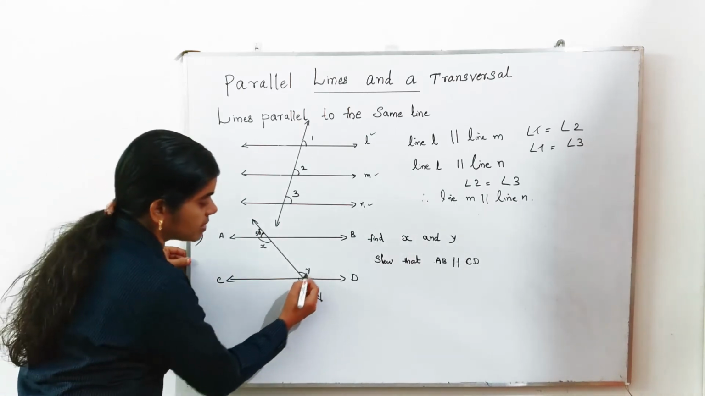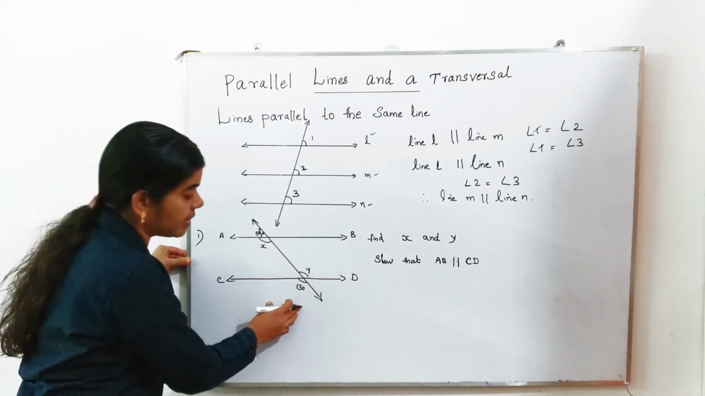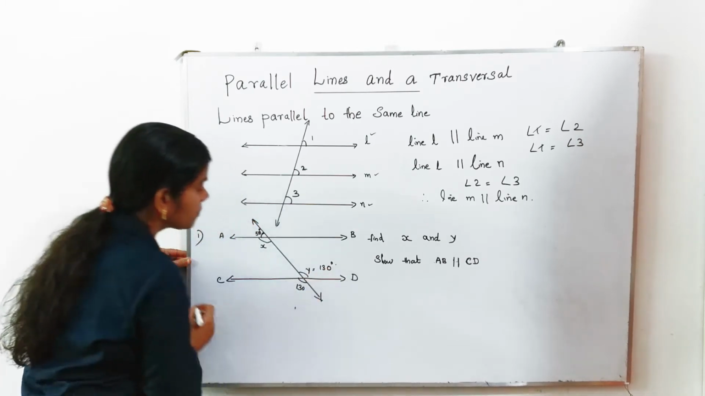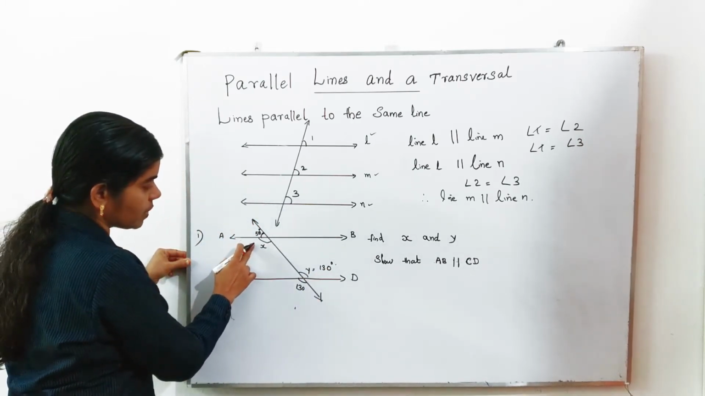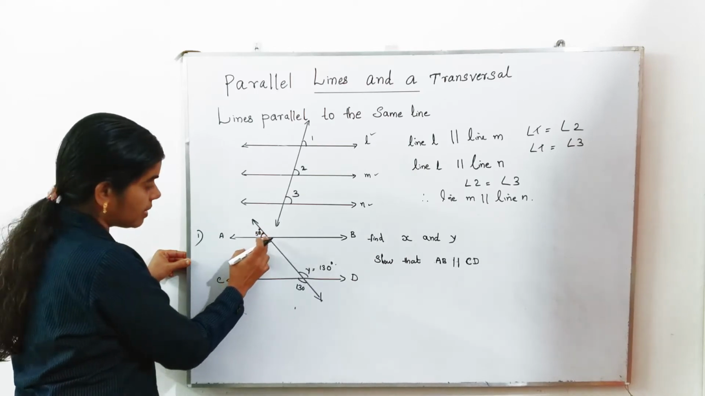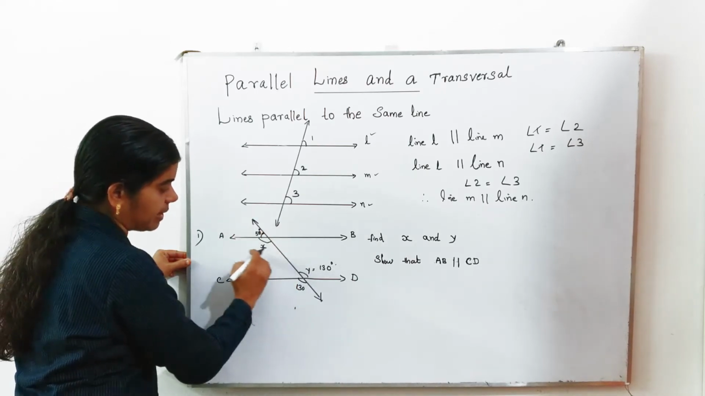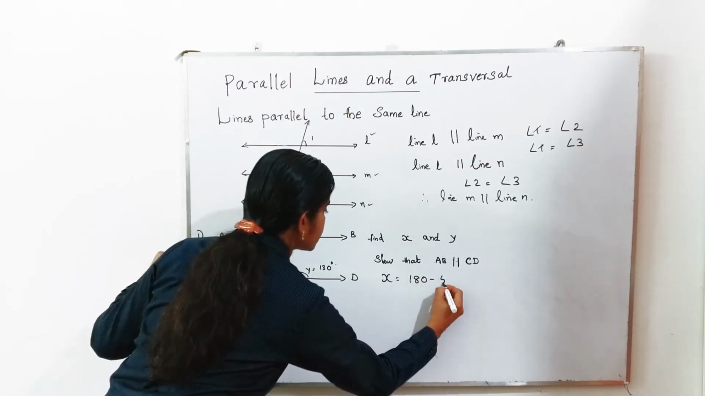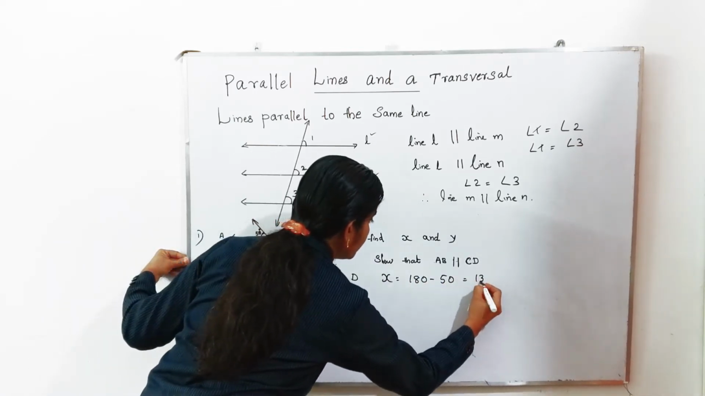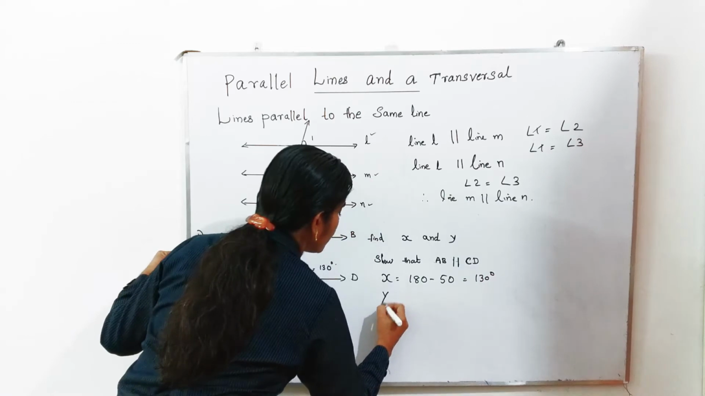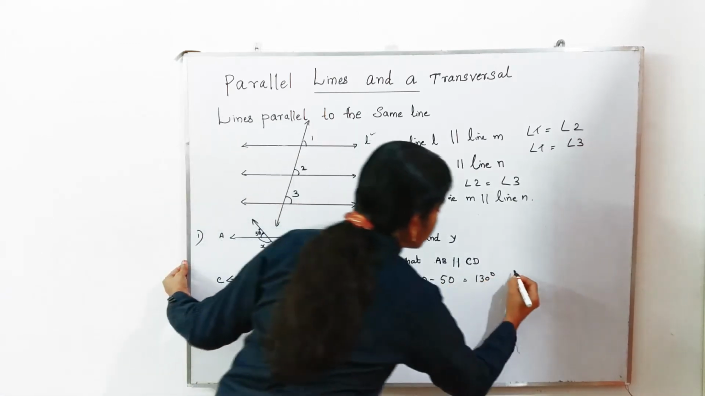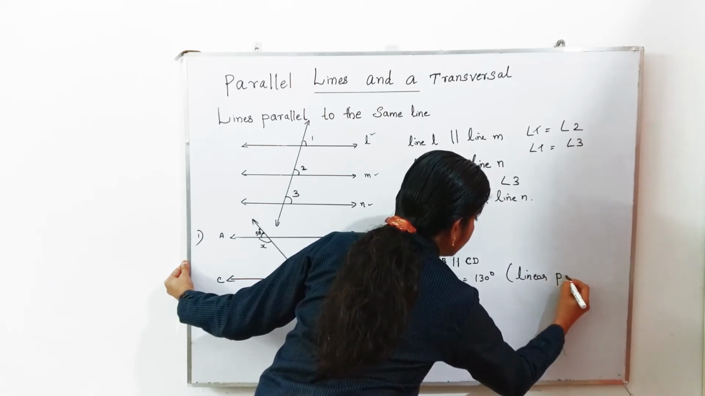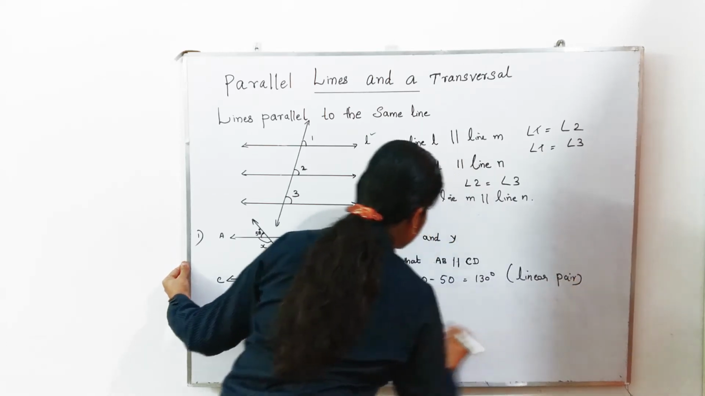Then these two angles, you know, are alternate interior angles. Therefore y also will be 130 degrees. Then this will be a linear pair. One ray is standing here. This will be a straight line. Therefore x is equal to 180 minus 50, that is equal to 130 degrees. The reason you want to write here is linear pair. Linear pair will be the reason.